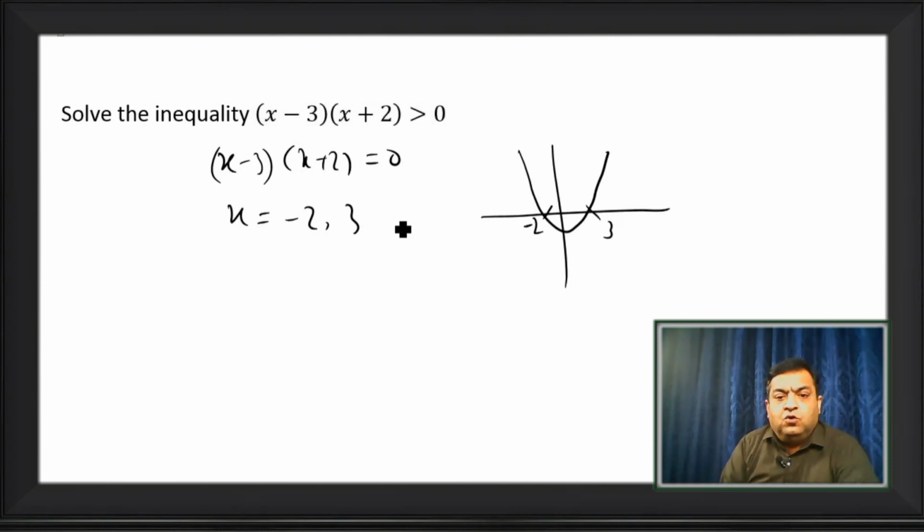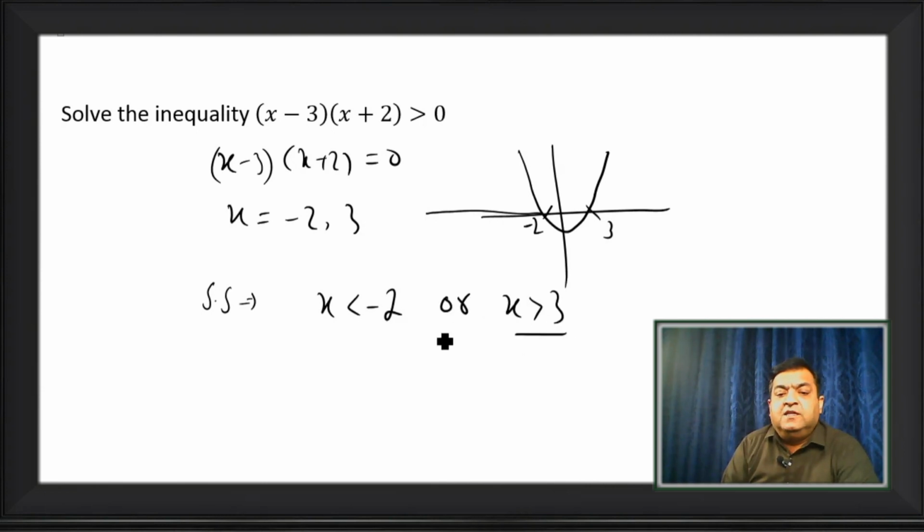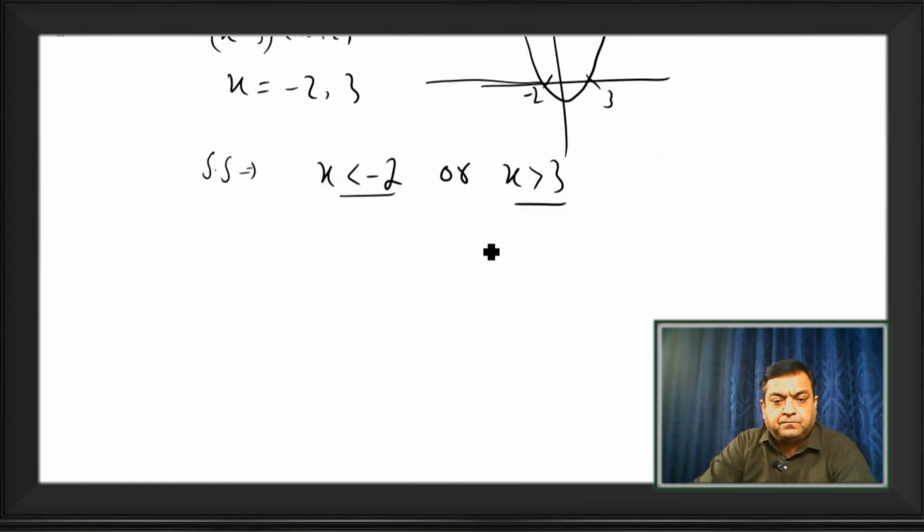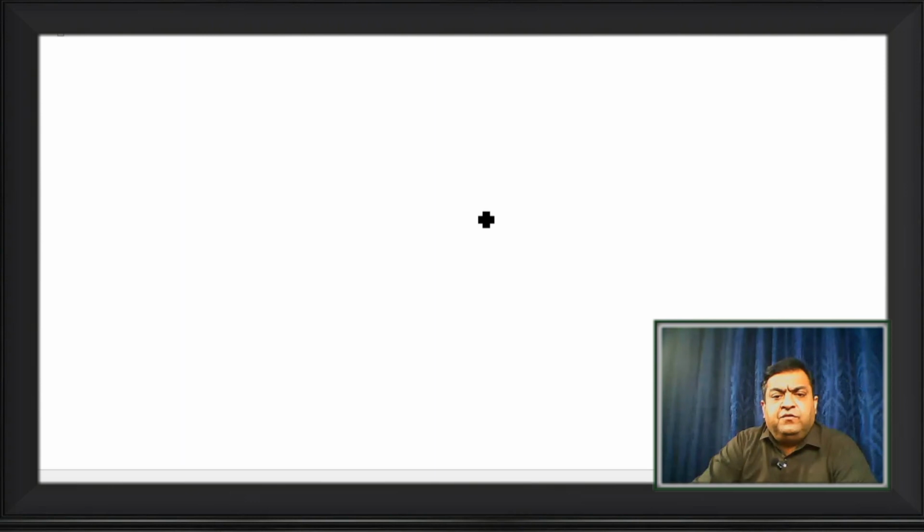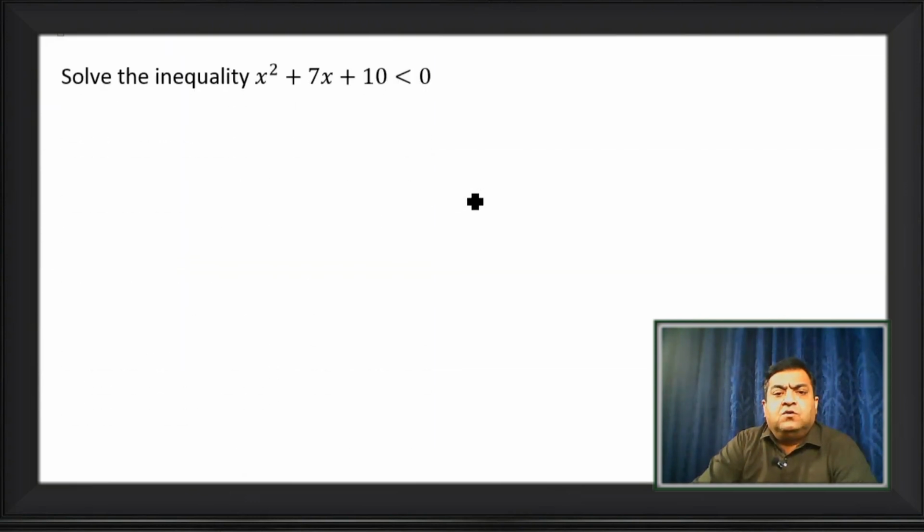So from minus infinity to -2, the graph is above the x-axis, and after 3 the graph is also above the x-axis. So our solution set will be x < -2 or x > 3. For all these values, this inequality will be satisfied. These were a few examples from lesson number 4.